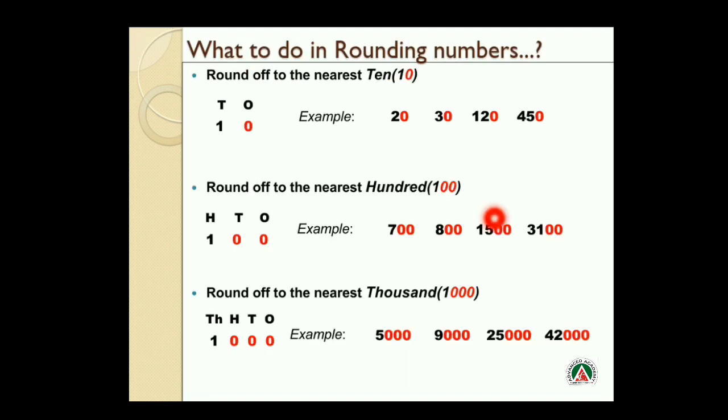In 100, what will be there? In 100, 0 will be there in the tens place and ones place. In 1000, 0 will be there in the hundreds place, tens place and ones place. Okay, come on, we will see the explanation of this.